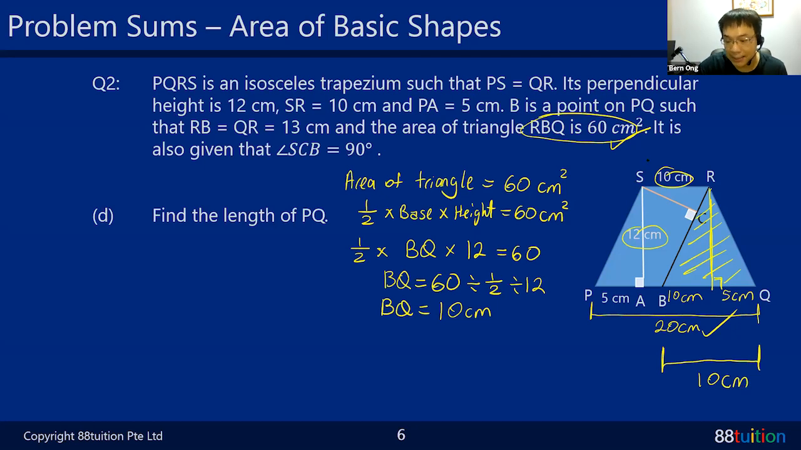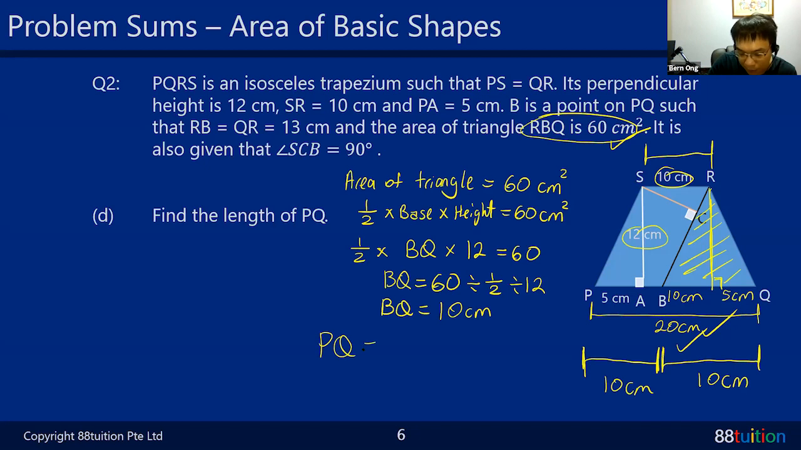And we know that SR and PB are sides of a parallelogram. So on top is 10 cm, below is also 10 cm. That's why it's still 20 cm. Can you see or not? So down here you can say that PQ is simply 10 cm plus 10 cm, which is equal to 20 cm.